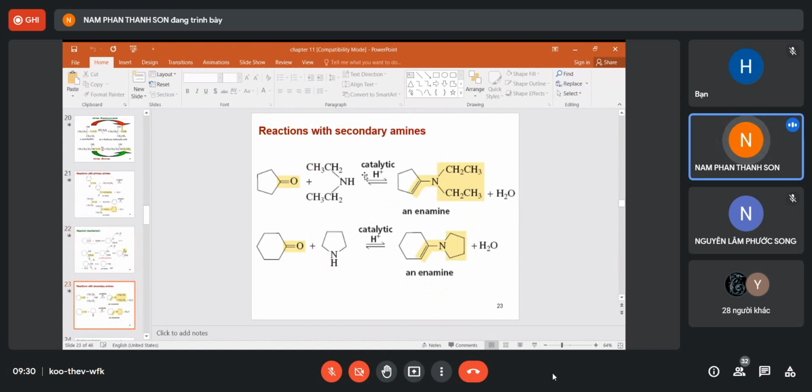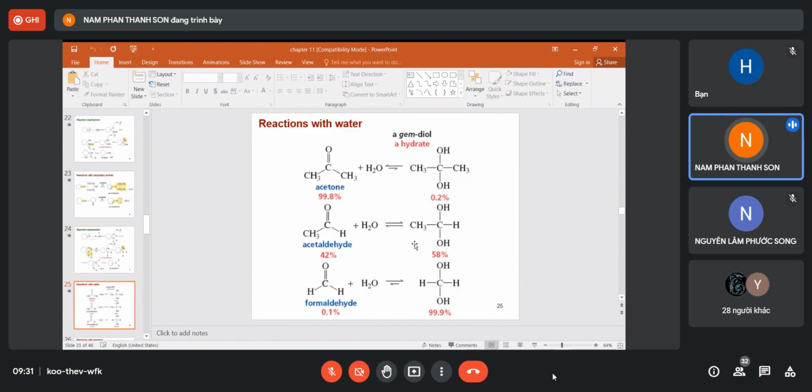For secondary amine, we have the same mechanism. The negative nitrogen attacks the positive carbon, then we have nucleophilic attack. After that, we remove one water molecule, but there is only one hydrogen here, so we need to remove the hydrogen here. So eventually we have C double bond C N, and we call it an enamine for secondary amines. Aldehyde and ketone can react with water, the same mechanism, but we don't like this reaction. You can ignore this reaction.